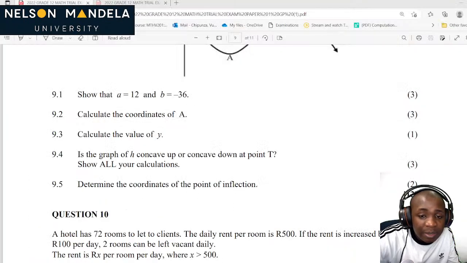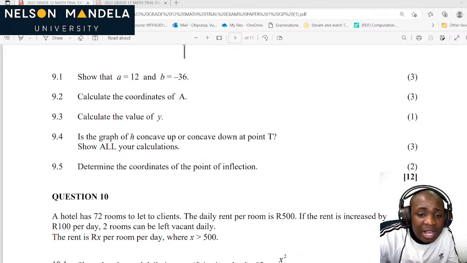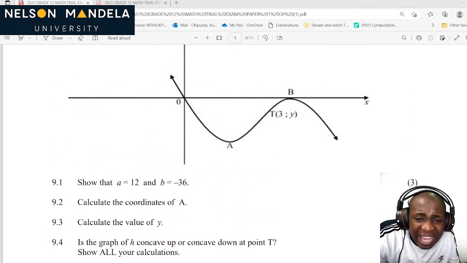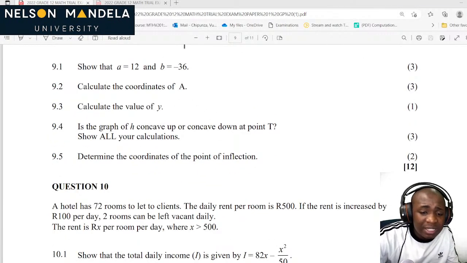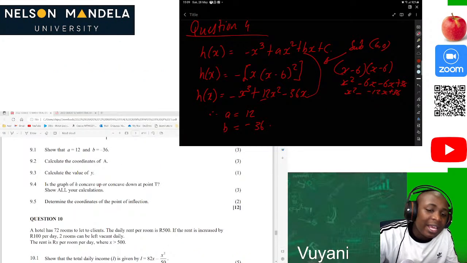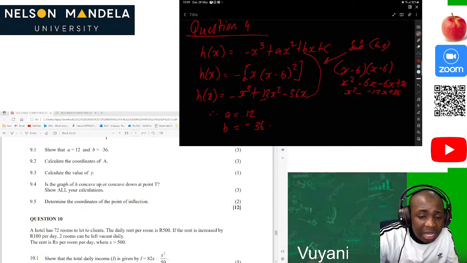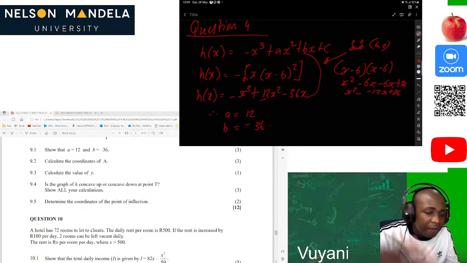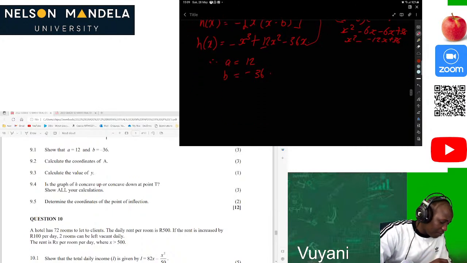9.2. Calculate the coordinates of A. What's A? A is the turning point, guys. So we can calculate the coordinates of A because we know how to determine the turning point. We now know at this stage how to determine the turning point, so let's just do that and run over it fast.